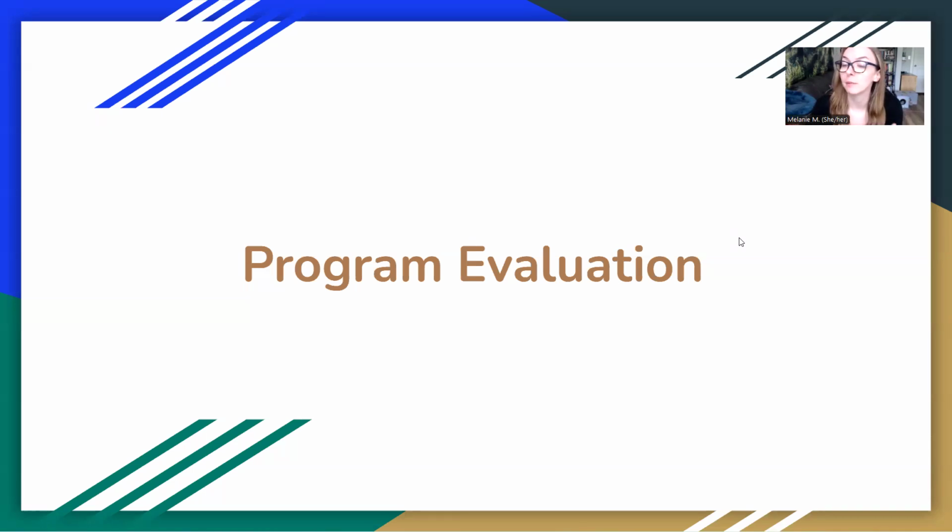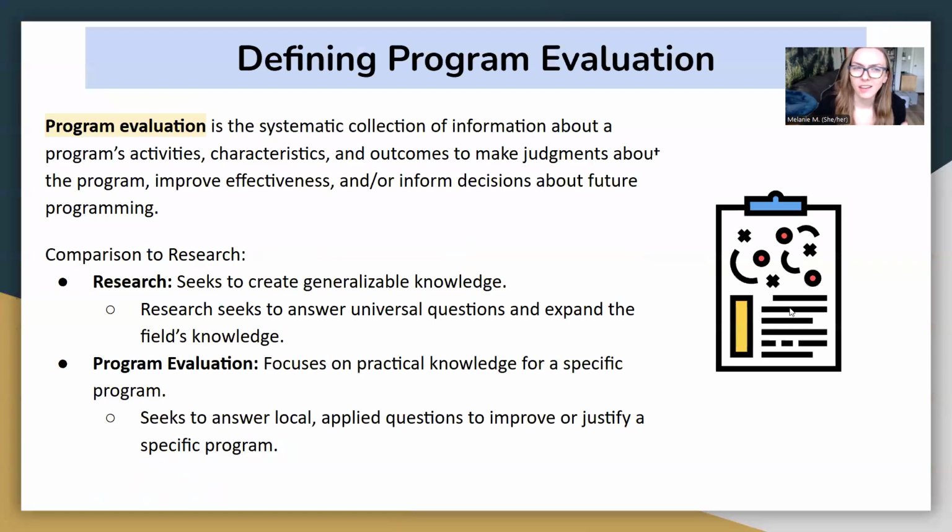We'll be talking about program evaluation. So what is program evaluation? How does that compare to research? Program evaluation is the systematic collection of information about a specific program's activities, characteristics, and outcomes. And it's used to make judgments about the program, how effective it is, and how it might need to be changed for the future.